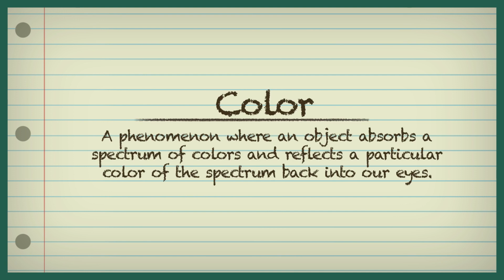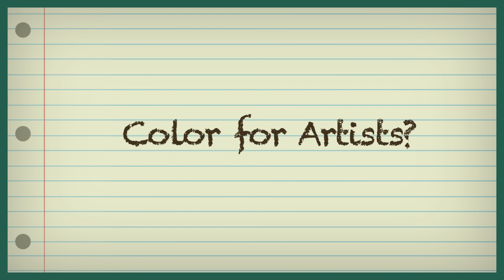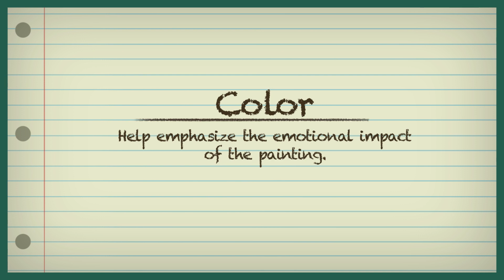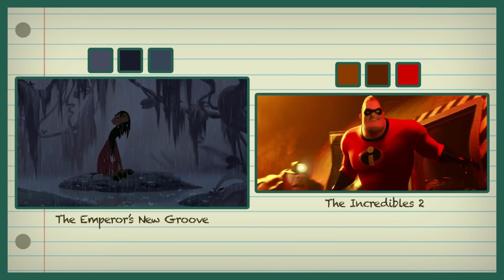So what is color? It's a phenomenon where an object receives a spectrum of light summarized as ROY G. BIV and reflects a particular color of the spectrum back into our eyes. But what does color mean to us as artists? Well, in my opinion, its primary purpose in painting is to help emphasize the emotional impact of the painting itself. Nothing makes a rainy day feel more dreary than combining it with a grayish blue, and nothing makes a scene feel more powerful and full of action than a good red or orange.